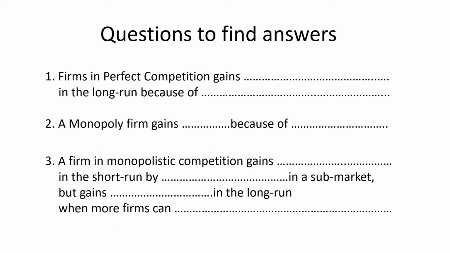After the lesson, you will have to find answers for these questions. First, firms in perfect competition gain something in the long run because of something. Second, a monopoly firm gains something because of something. And third, a firm in monopolistic competition gains something in the short run by doing something in the submarket, but gains another thing in the long run when more firms can do something.